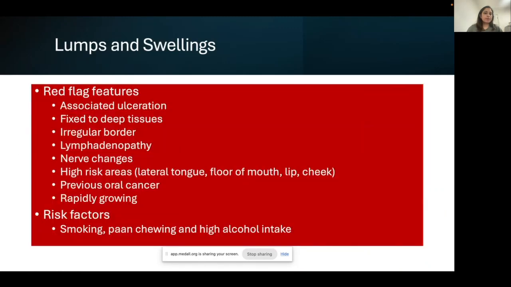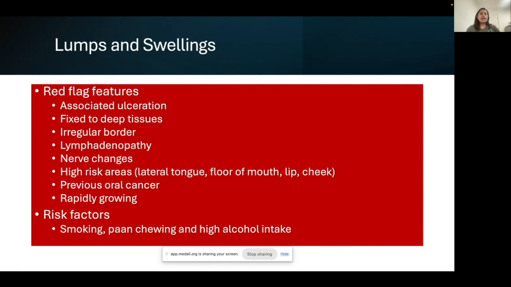So moving on, we're going to look at lumps and swellings. As we know, loads and loads of different things can cause lumps and swellings. The main thing to remember are the red flag features, similar to the ulcers. So if they have associated ulceration, so a big lump inside their mouth with ulcers on top, that's worrying. If it's fixed to the deeper tissues, has an irregular border, they have any lymphadenopathy, nerve changes, so sensation changes or weakness.